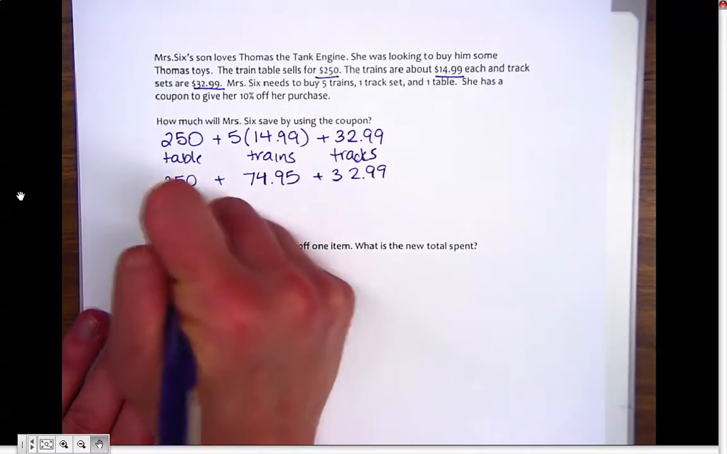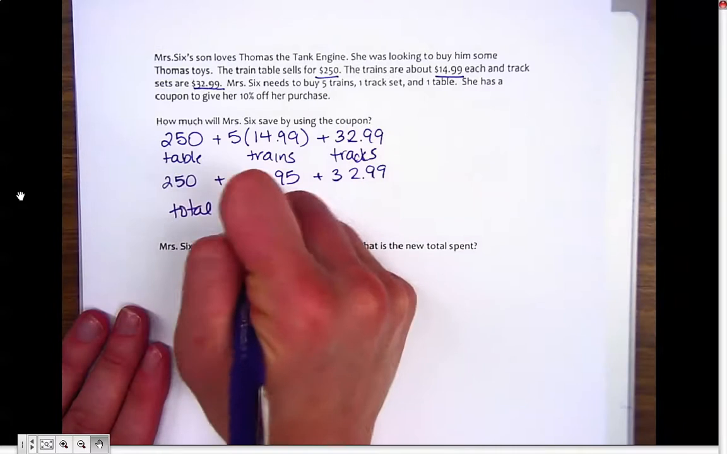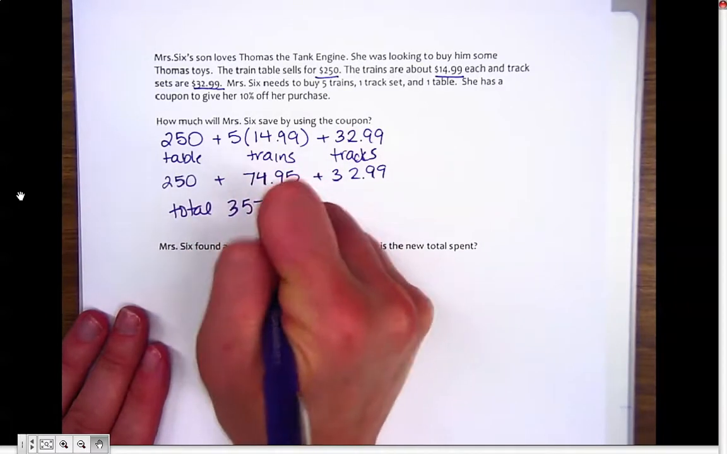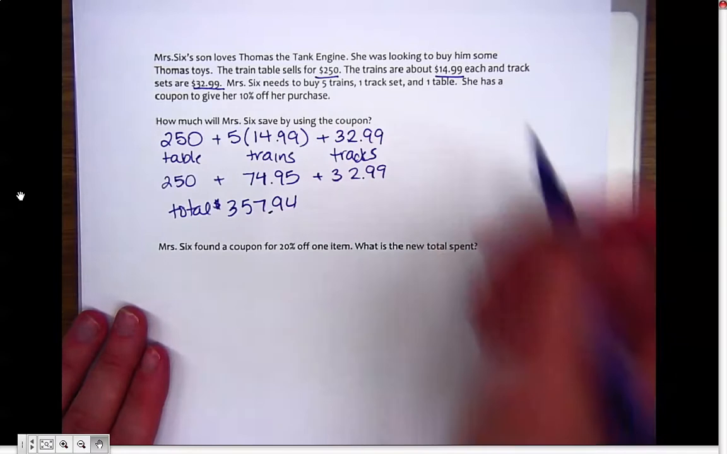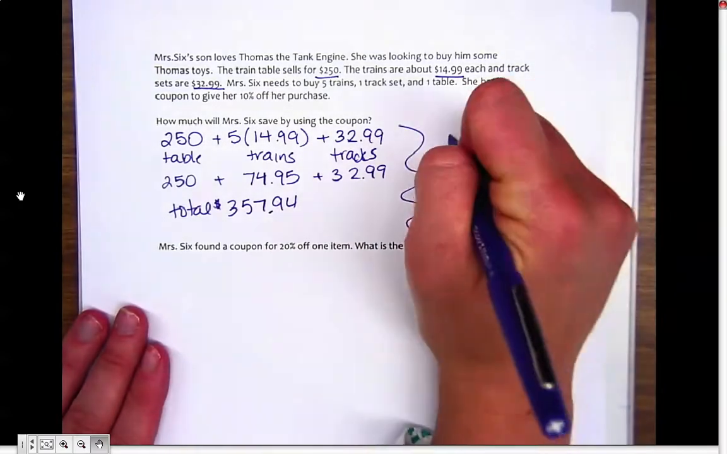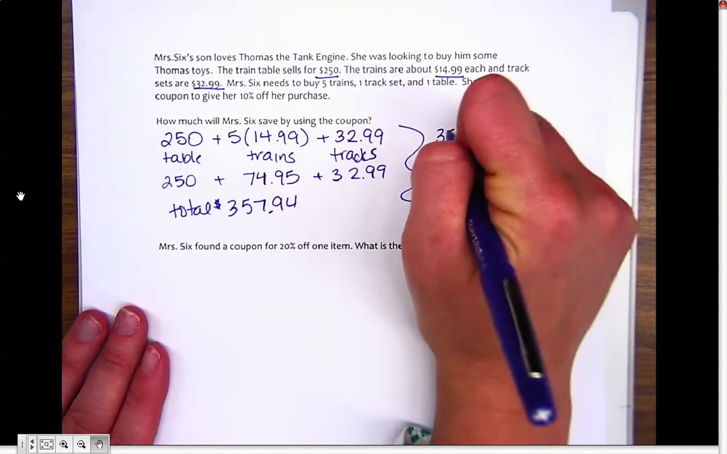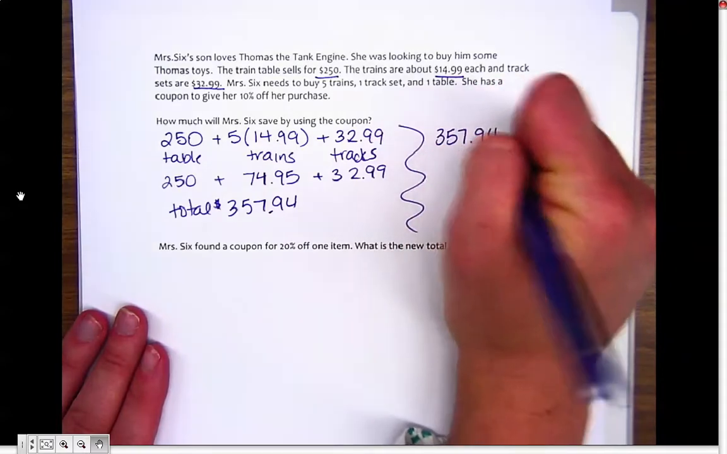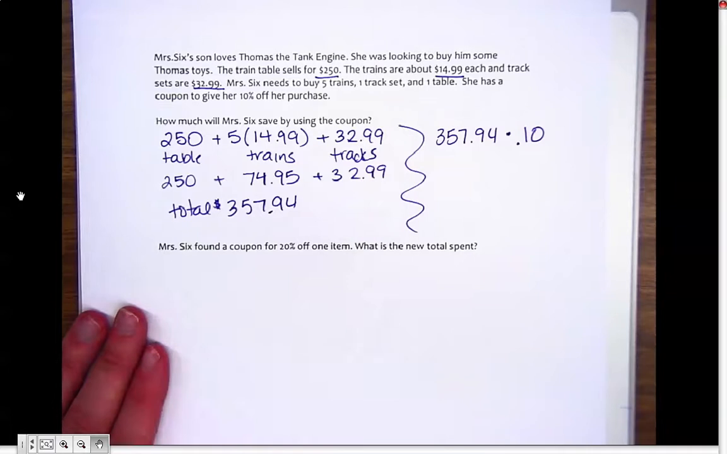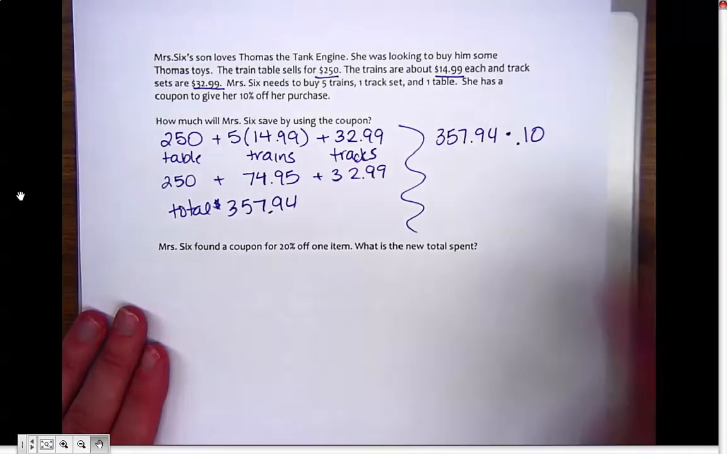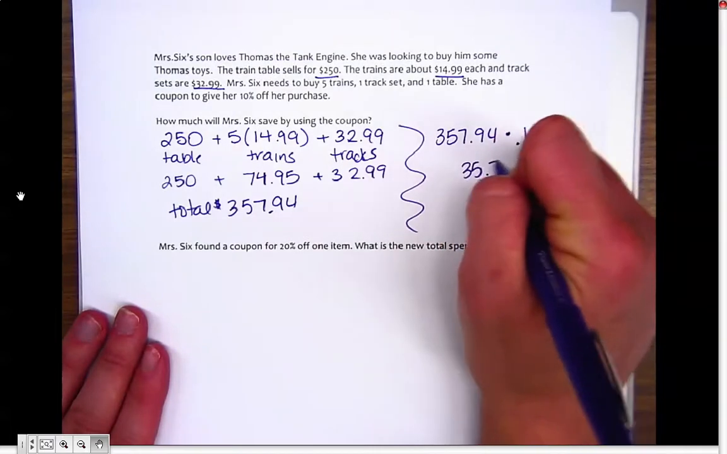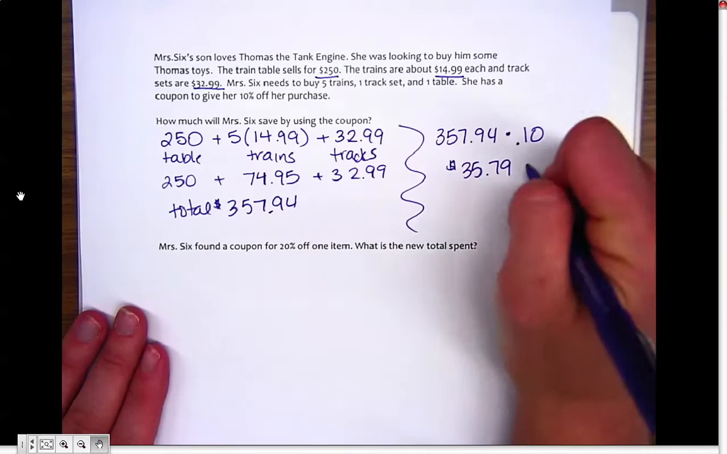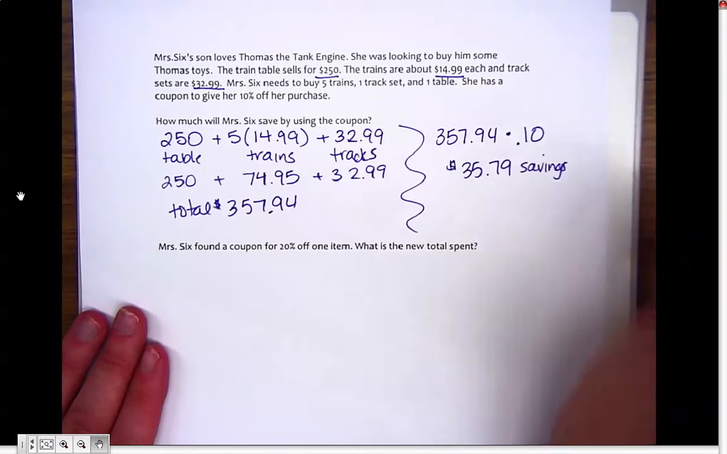And I get a total of $357.94. But I have a coupon, and I definitely want to use this coupon. So I can say $357.94 and multiply it by that 10%. And when I do that, I'm going to get $35.79 savings. So that is my savings.